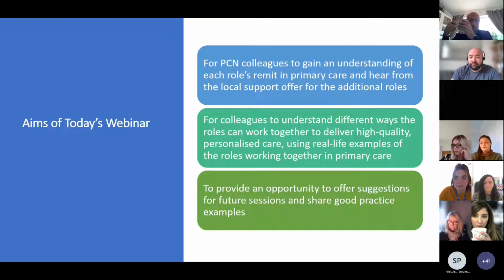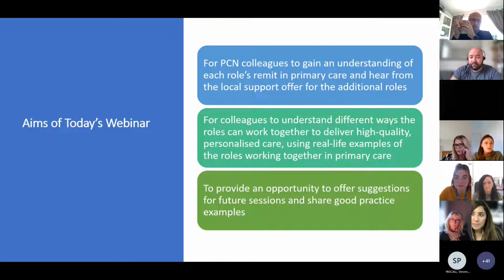It's really important for us at this early stage to figure out what it is that you need as well. So we're going to be asking you to give us some feedback, to tell us what support you might need and what you might like from future sessions over the next few months.